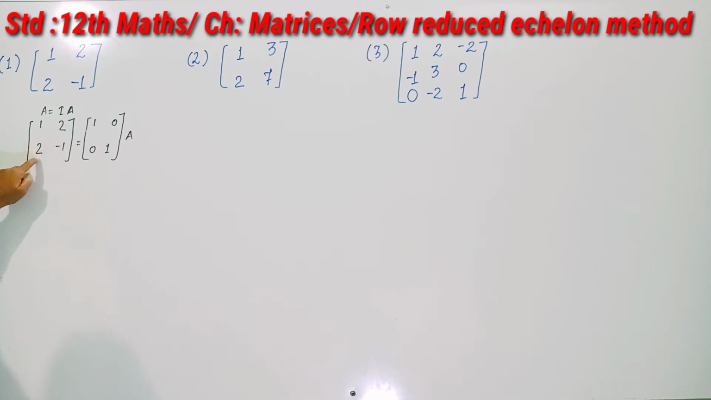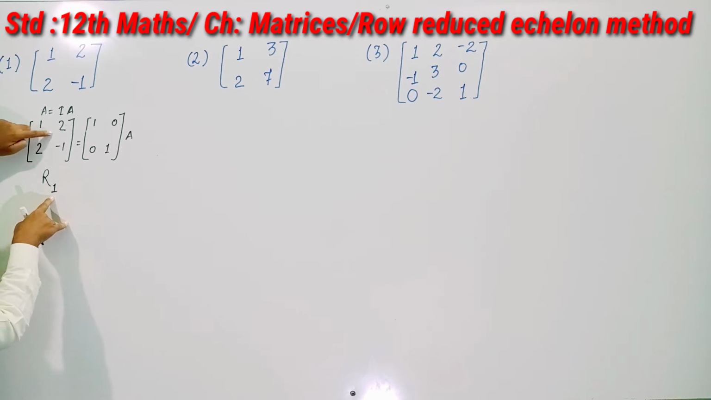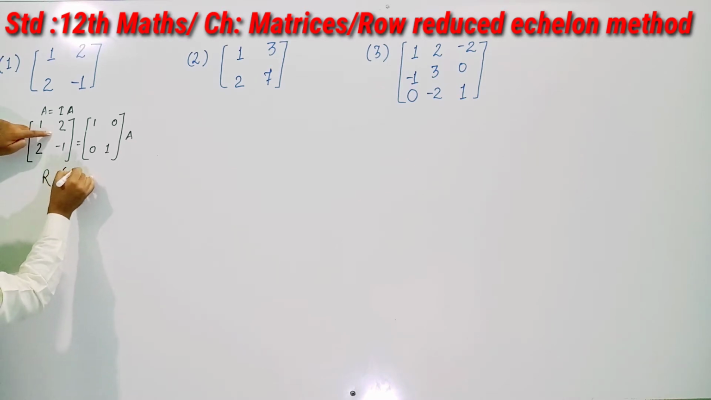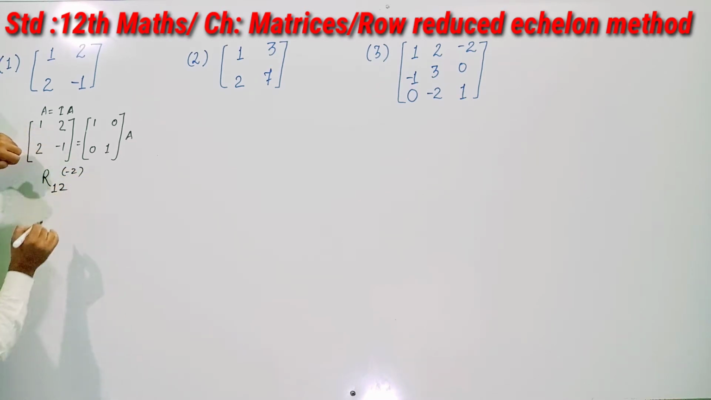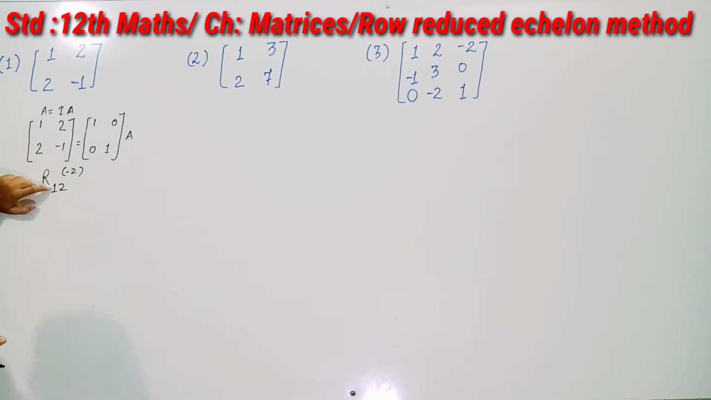So to get 0 over here, what will we do? We will take R1, means row 1, multiplied by minus 2, and add it to row 2. Understood students? What is the meaning of this? R1 is multiplied by minus 2 and added to row 2. So the same things we will have to do on both sides.